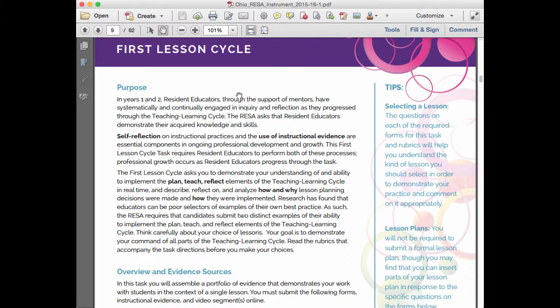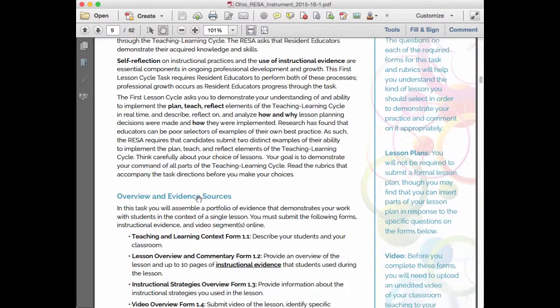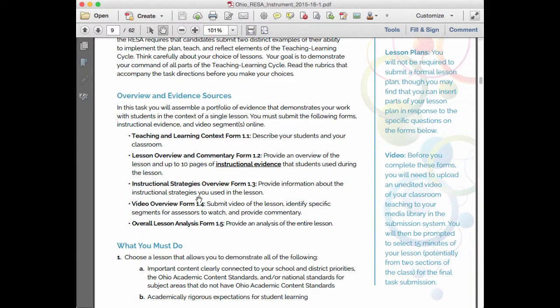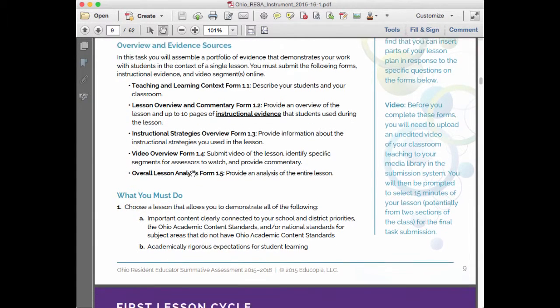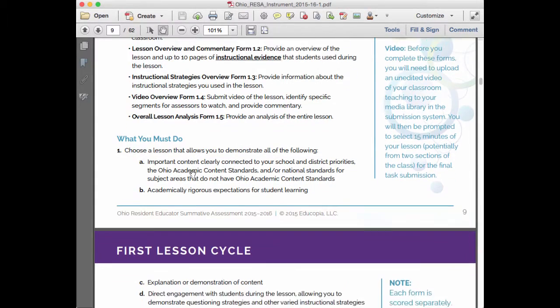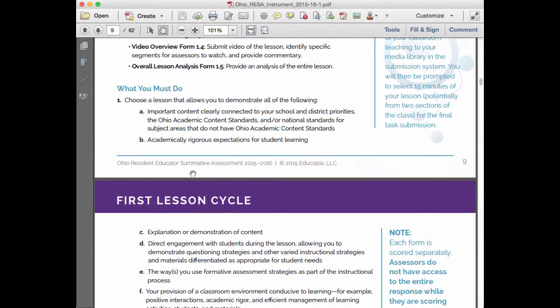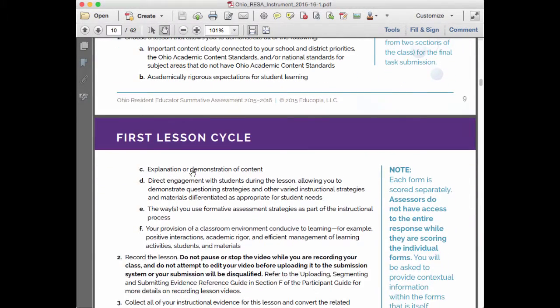In looking at the first lesson cycle, obviously it's important to pay attention to what is on the right hand side in their tips section. It's also extremely important to pay attention to what's in bold, but there's a couple other things that you really need to do. What's nice is they will give you an overview of what each of these forms are and what the evidence sources are. They also tell you in a nice little form what you're going to be doing for this particular task.